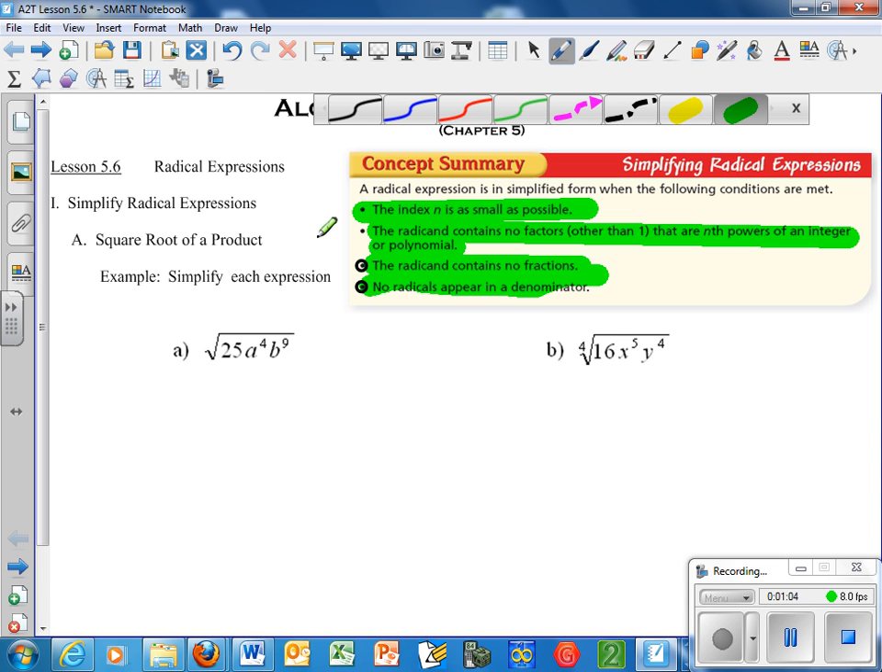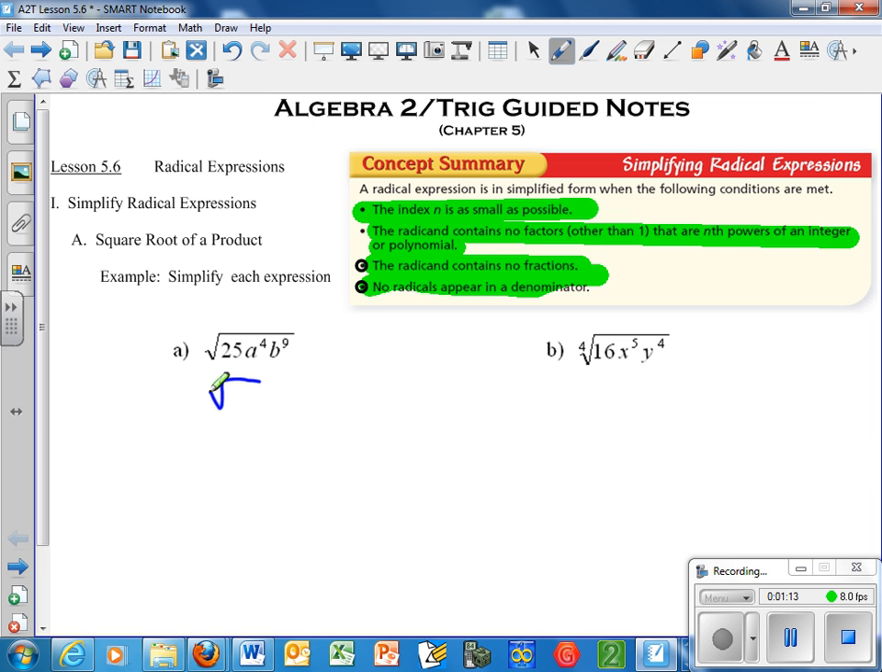So if we look at this first example, this kind of ties in a little bit to what we looked at in 5.5. I want the square root of the number part, or the coefficient, and I want the square root of the variable part. So I'm going to separate it kind of like we did in lesson 5.5. Now, 25 is a perfect square. The square root of 25 is 5.